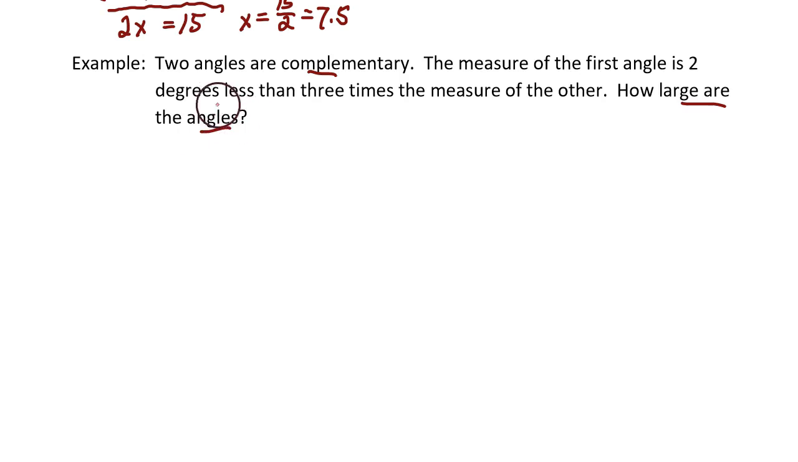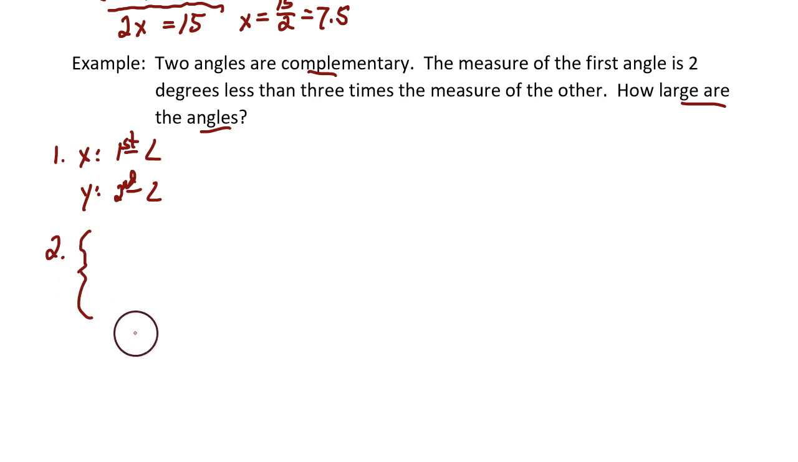We need to find the measure of two angles. That's why there will be two variables. Step 1 is to explain what the variables are. Let's use x and y again. X is the measure of the first angle, and y is the measure of the second angle. In step 2, let's create a system of equations using the sentences from the paragraph.